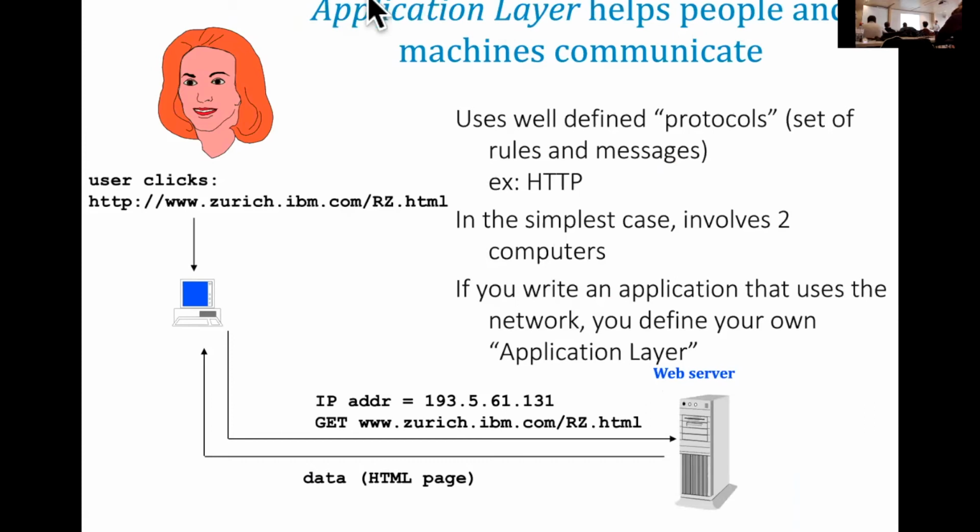Starting from the first one, the application layer, as I said, is nothing but a layer to help machines and humans interact with. In the simplest case, it involves two computers. For example, we have a user that wants to visit this website, the IBM website in Zurich. Whenever this user clicks on this web page, it will send a request to a web server somewhere. In this simple example, it's directly connected to a web server. Normally, it doesn't happen.